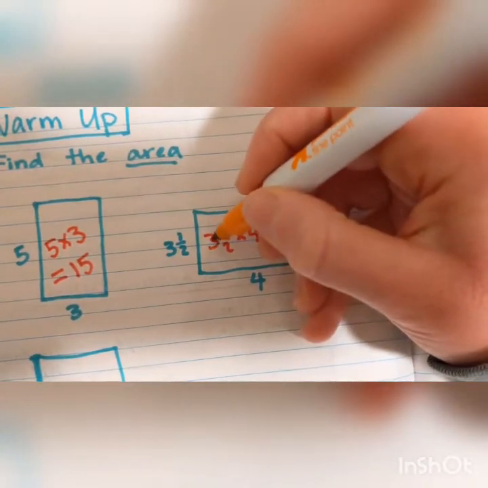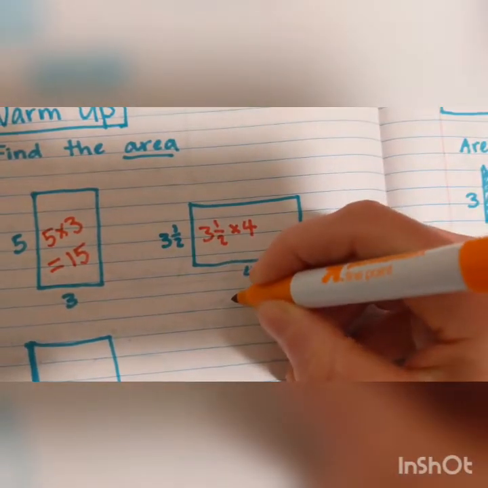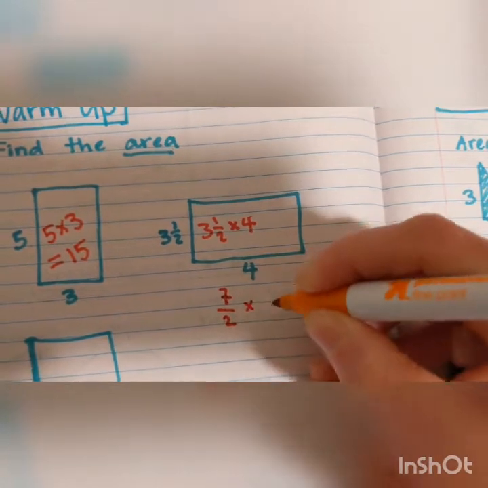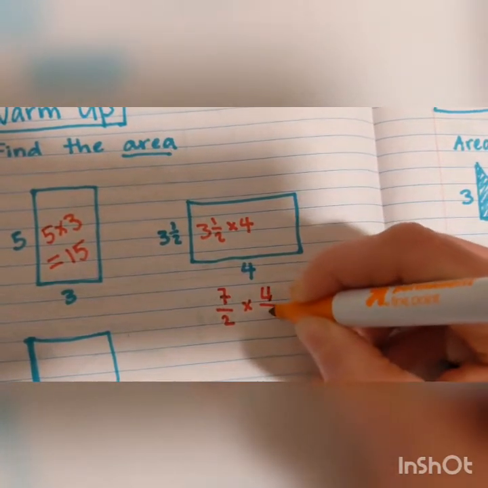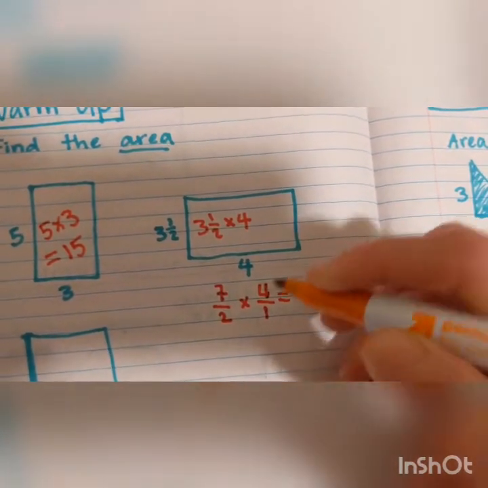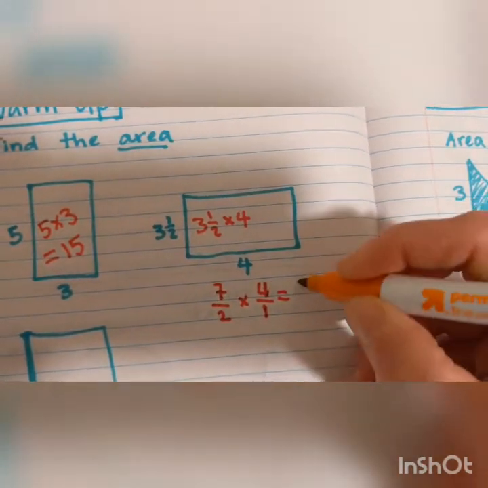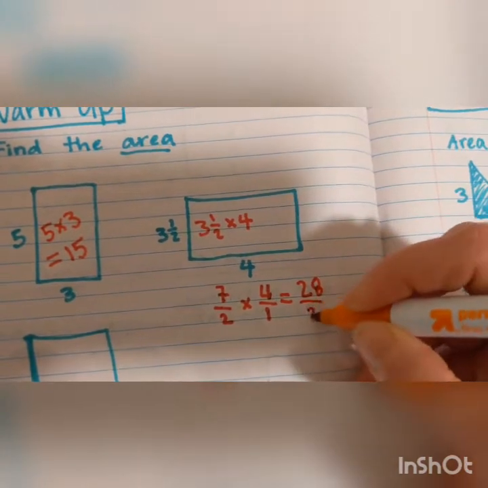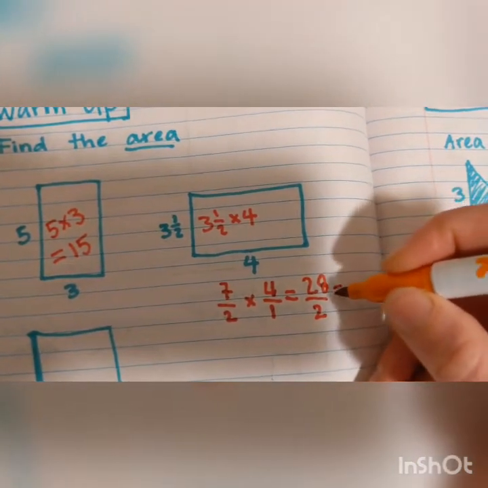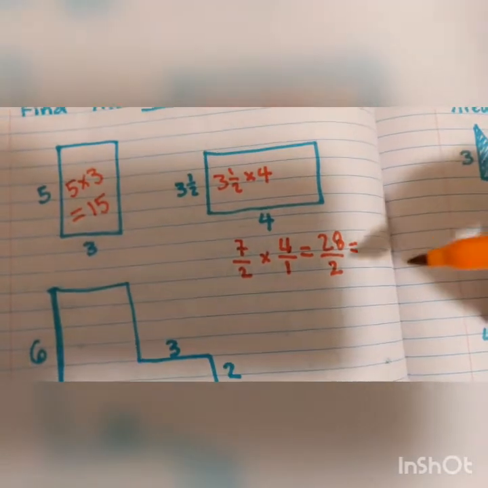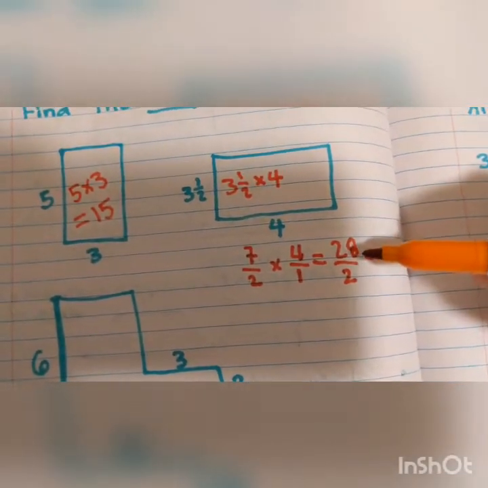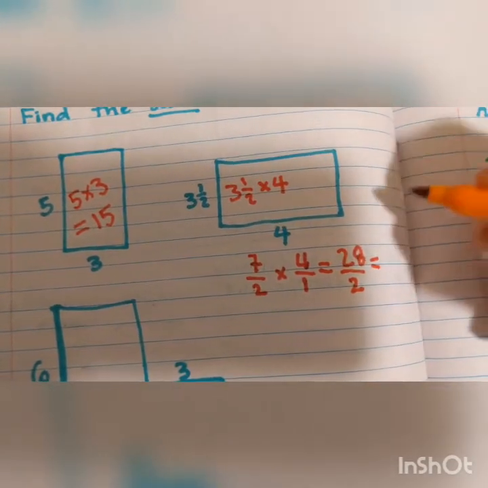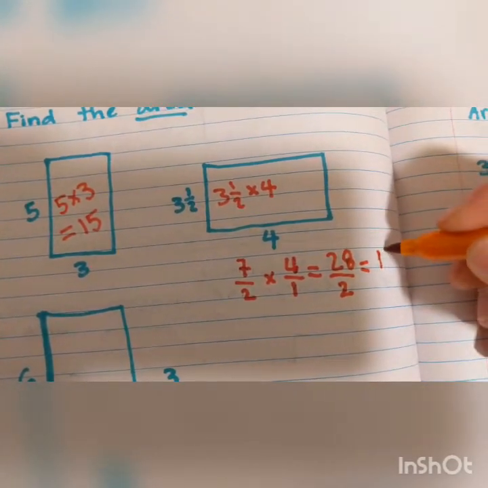So 2 times 3 is 6, plus 1 is 7. And then I make 4 into 4 over 1. So that's 7 times 4 is 28, over 2 times 1. So then we have 28 over 2. And we can remember that every fraction is really just a division problem. So that's 28 divided by 2, which would be 14.